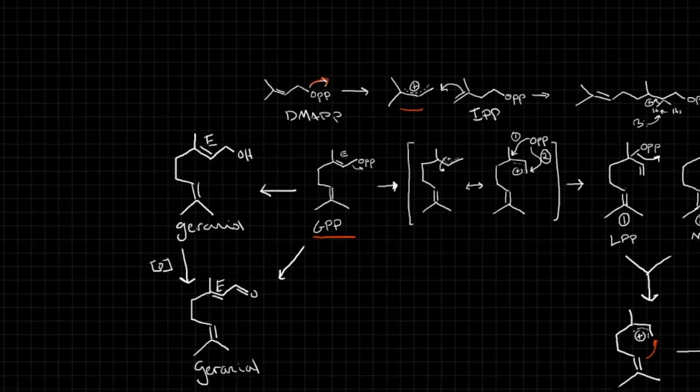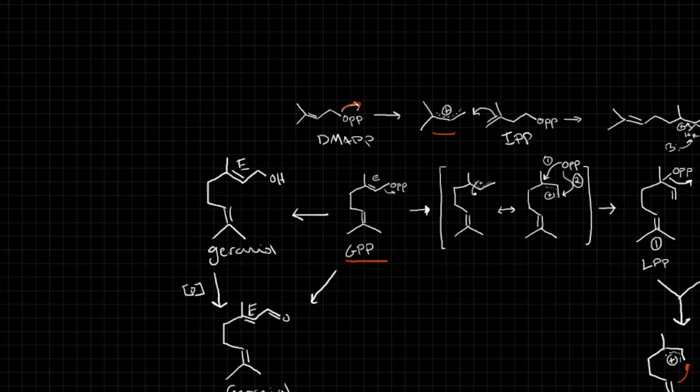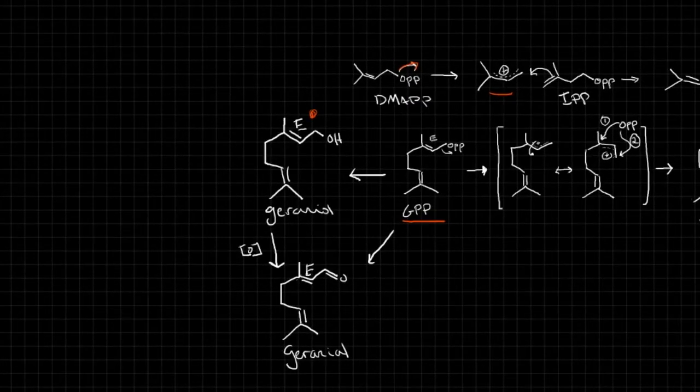So just some general points about GPP: it is the E isomer, as shown here. That means that if you see any product like geraniol, where you have replaced your phosphate with a hydroxyl group, shown here, or maybe that can be oxidized to the aldehyde, you'll see this E here, and then you'll know that it came from GPP, because GPP is the E isomer.